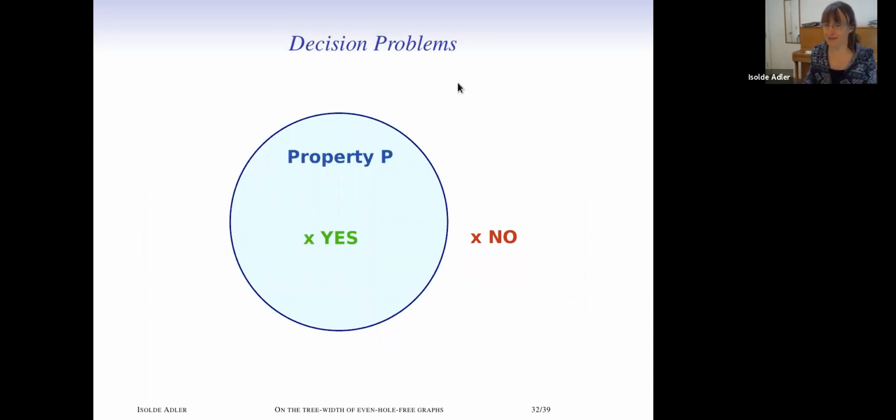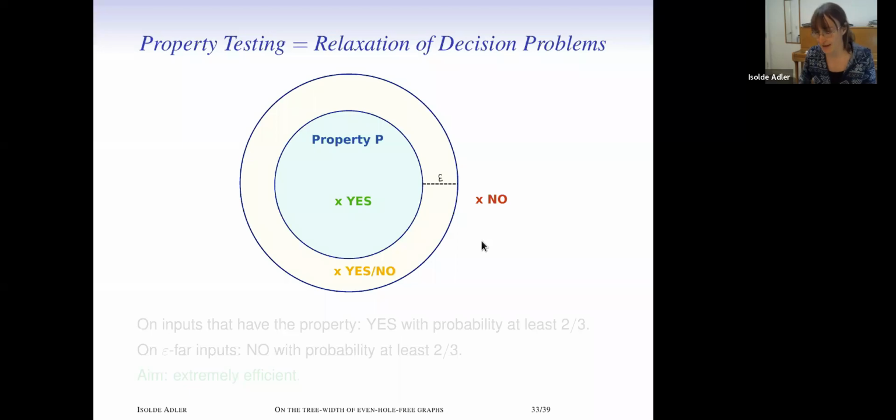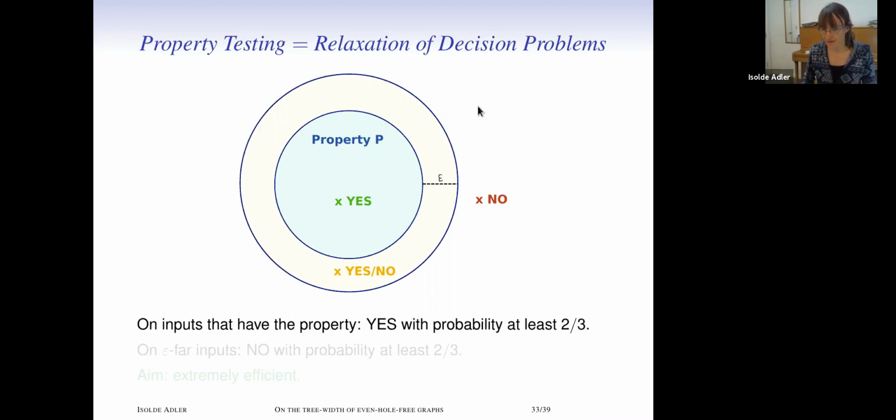This is a picture of classical decision problems where you're given a property or a class of graphs, right? And you get as an input a graph, and your goal is to decide whether the graph has the property or it doesn't. So whether it's in or out. And in property testing, this picture is slightly relaxed. So we have a property, and then we have the class of those graphs that are epsilon close to having the property, and then there's everything that is epsilon far. What we aim at here is, for an input graph G, we want to distinguish the case of G having the property from the case of G being epsilon far from having the property with high probability. So probability at least 2/3.